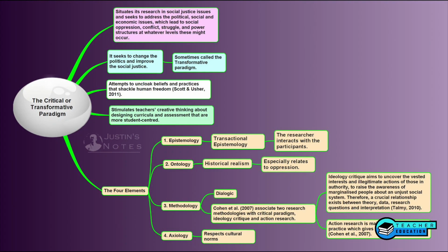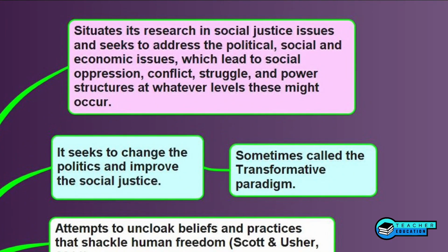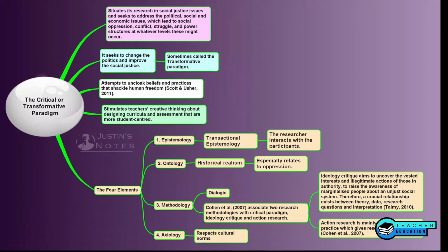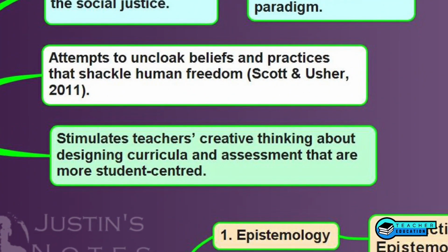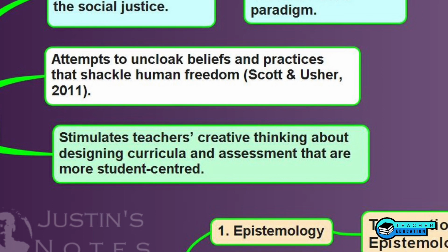The critical or transformative paradigm situates its research in social justice issues and seeks to address the political, social, and economic issues which lead to social oppression, conflict, struggle, and power structures at whatever levels these might occur. It seeks to change the politics and improve social justice, and is sometimes called the transformative paradigm. It attempts to unclog beliefs and practices that shackle human freedom, Scott and Usher, 2011. It stimulates teachers' creative thinking about designing curricula and assessment that are more student-centered.